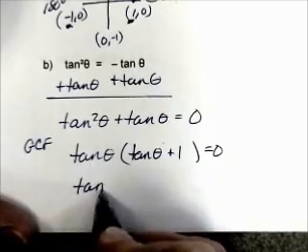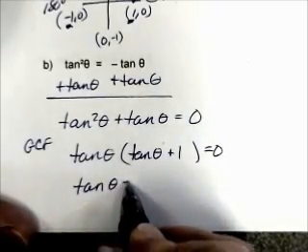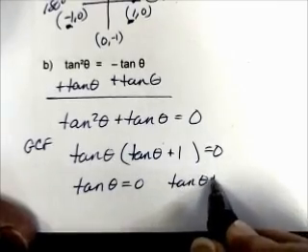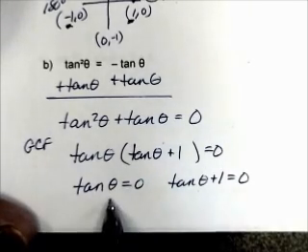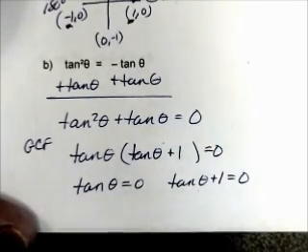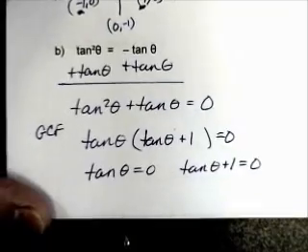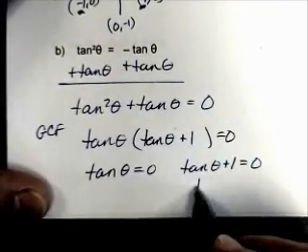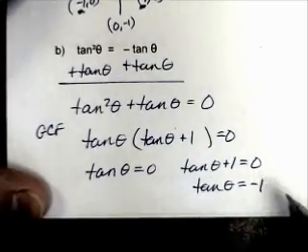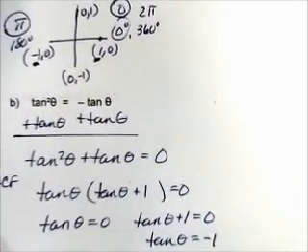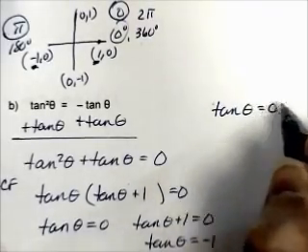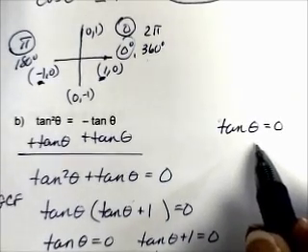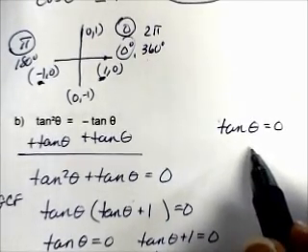Set each equal to 0, so tan theta equals 0, and tan theta plus 1 equals 0. Okay, tangent theta equals 0, and tangent theta equals negative 1. Now for tan theta equals 0, let me just move this over to here. All right, what angle or angles have a tangent value that are equal to 0?